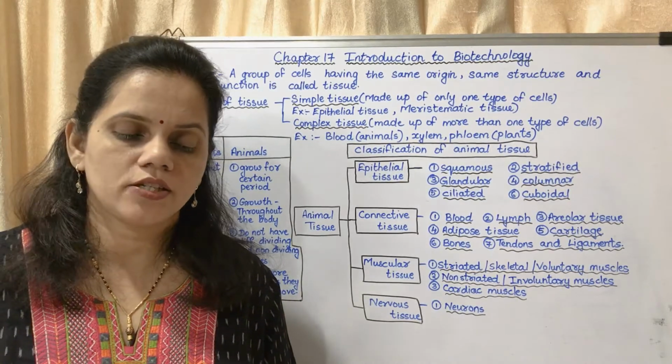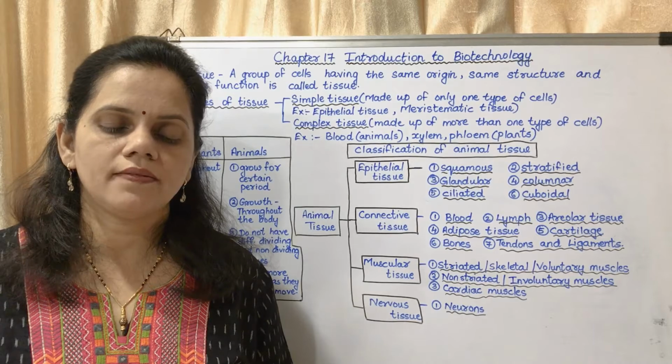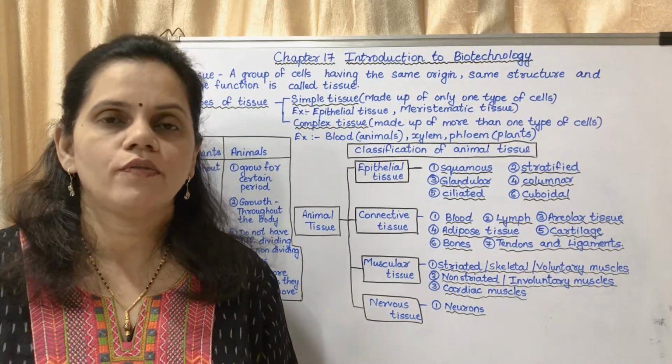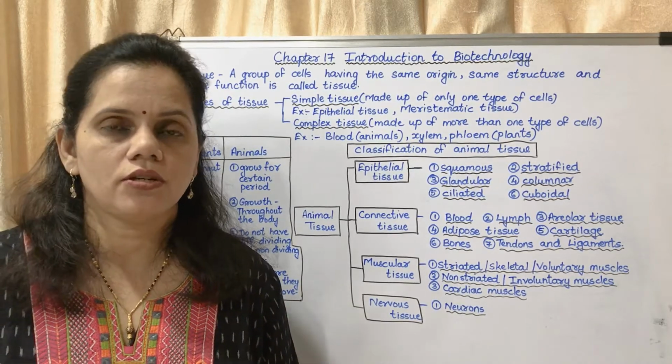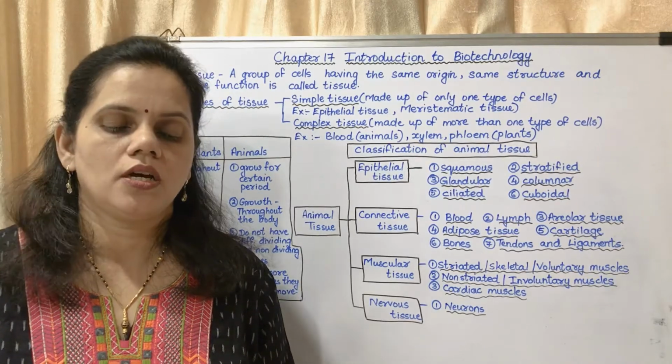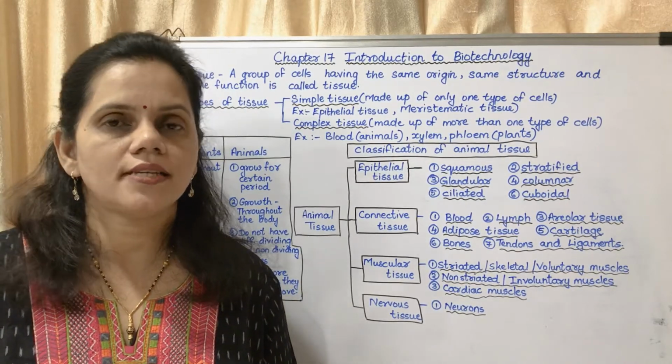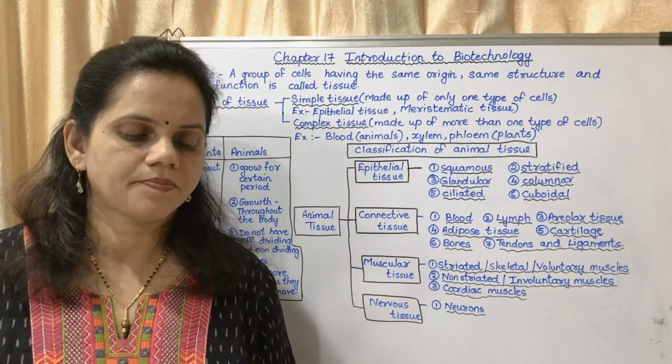Structure: many layers of cells. And function: prevention of wearing of organs. Wearing is to get damaged. It shouldn't get damaged. Prevention of wearing of organs and protection of organs.